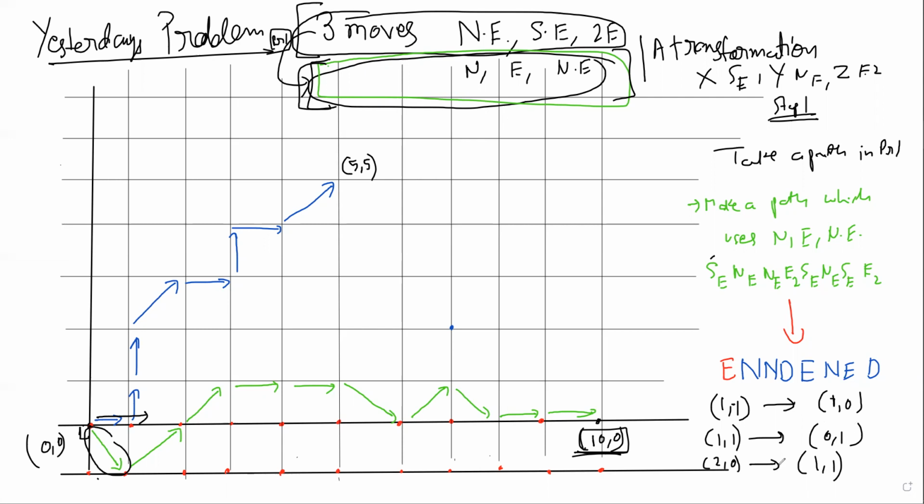Okay, if 1 comma minus 1 gets transformed to 1 comma 0, and 1 comma 1 gets transformed to 0 comma 1, then 2 comma 0 will get transformed to 1 comma 1. But this is by addition. This is how I cooked up the question quickly. I didn't have the question with me. I just cooked it up because of this. But the question is, can we use this to explain?